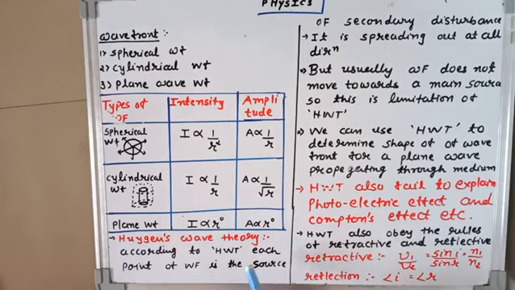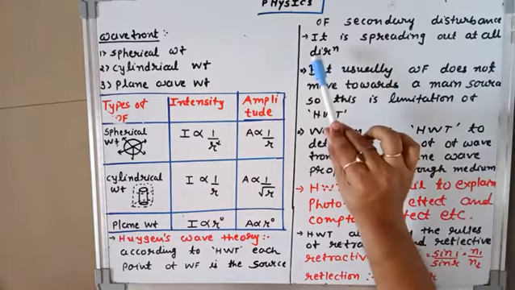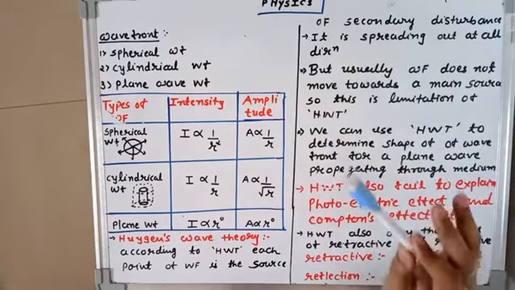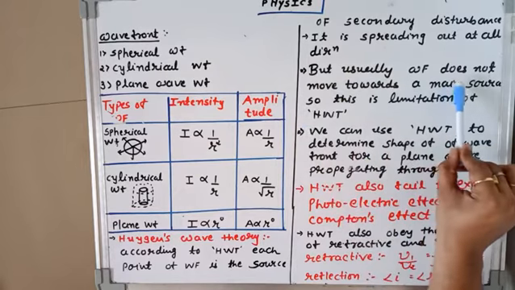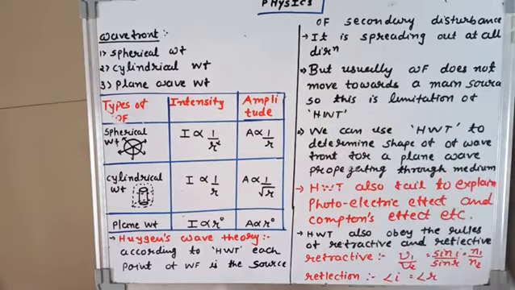After that, we have to study Huygens wave theory. It is the most important of the wave theory, because the wavefront is understood through it. The first scientist is Huygens. According to the Huygens wave theory, each point of the wavefront is a source of secondary disturbance, spreading out in all directions. But usually the wavefront does not move backward towards the main source. So this is a limitation of the Huygens wave theory.